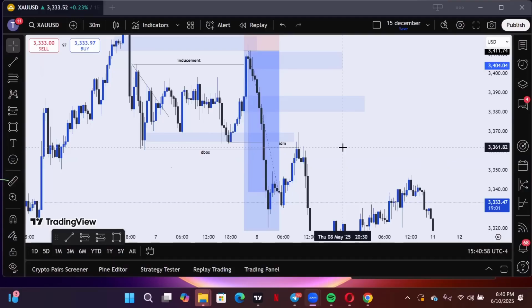Now we've gotten the first rule that says there must be a market structure shift or a double breakup structure. Second rule says there must be what? An inducement / liquidity. The third rule says the point of interest needs to be what? Unmitigated. It means that you need to make sure that any point of interest that you're picking, while market was creating inducement, it did not touch this point of interest.